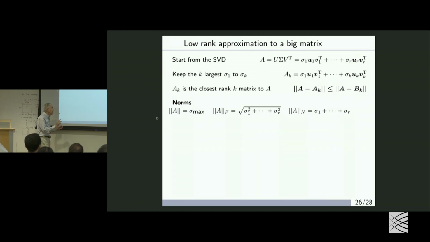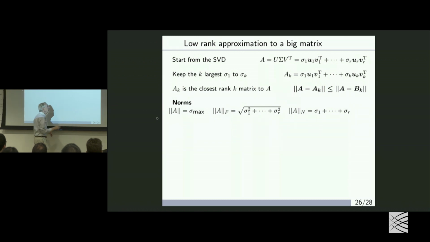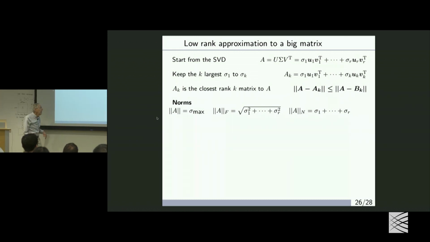And then the great fact is that that's the best matrix. That A_k, where you've just kept the k top pieces, the k biggest pieces, the k greatest variances, that's closer to your original A than any other could be. So it's the right way to do dimension reduction.